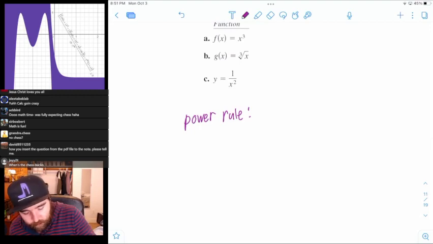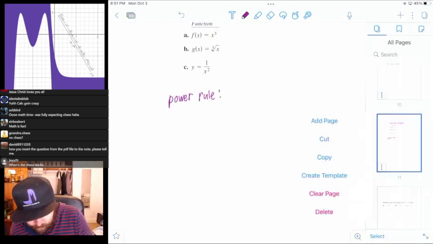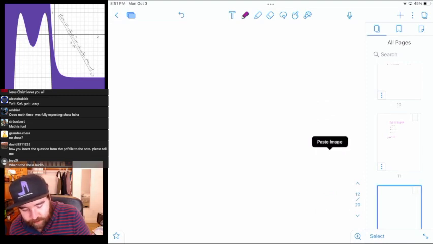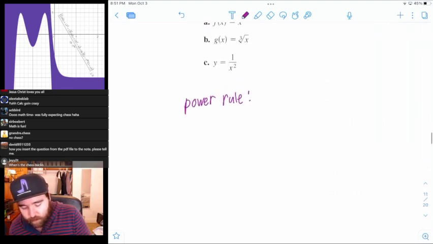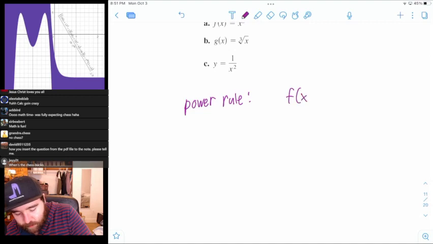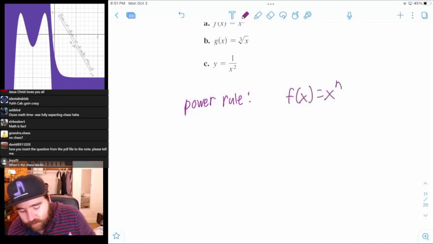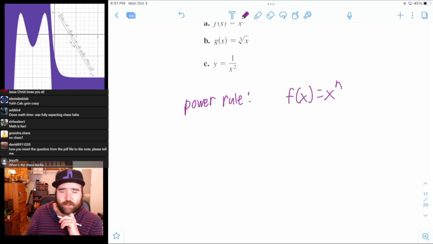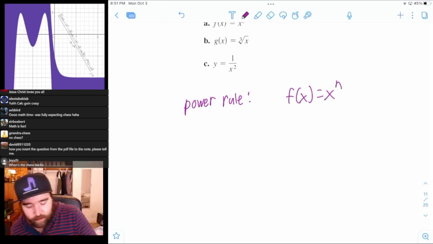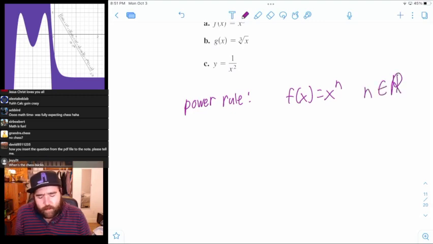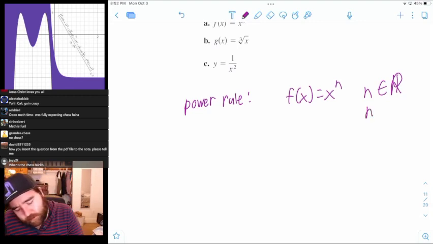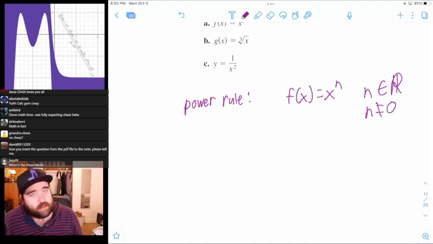It's used... wait, hang on. Let me add a new piece of paper here. Okay, so it's used for functions where we have x to some power. So let's do here x to the n. N can actually be any integer, or at least it should be. Not any integer. N is any real number. That's what I meant. N can be any real number, except 0. But it works for any other one except for 0.